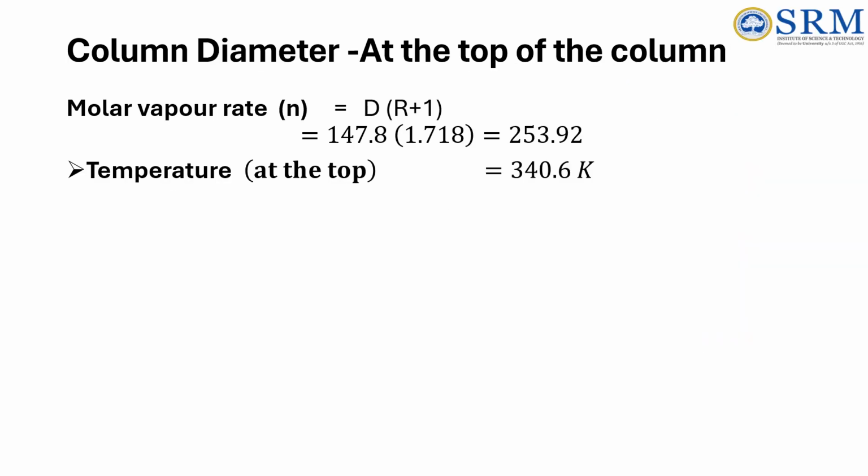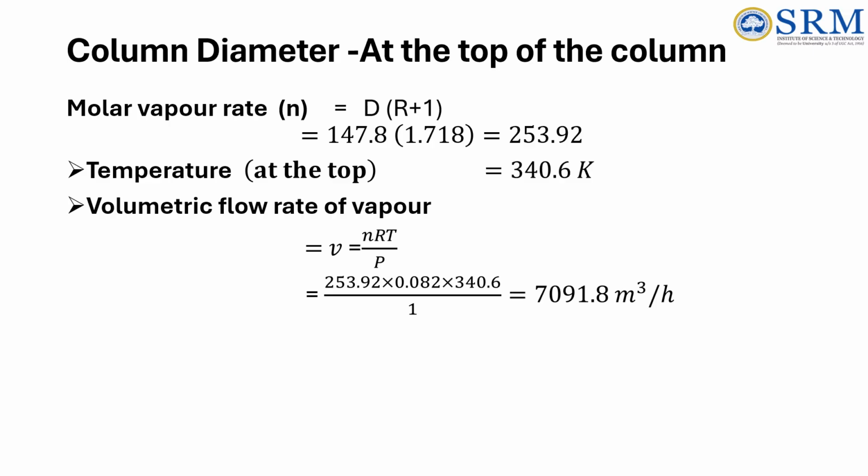Next is computation of column diameter. Here, as the temperature varies at the top of the column and the bottom of the column, the vapor velocity has to be computed at the top and the bottom separately, and the diameter of two different sections has to be estimated. The molar vapor rate on the top column is given by D plus R, that is D into R plus 1, which is 253.92 moles, and the temperature of the top is 340 Kelvin, from which the volumetric flow rate of vapor can be computed.